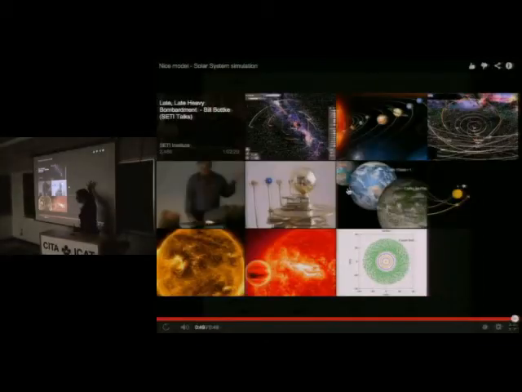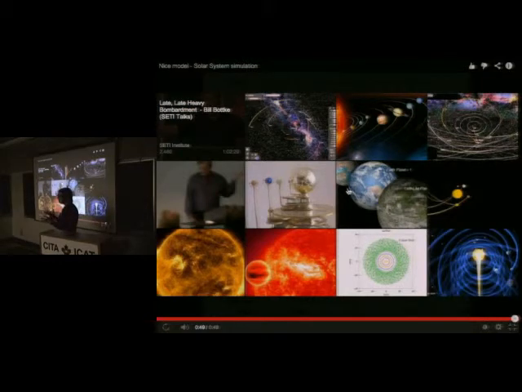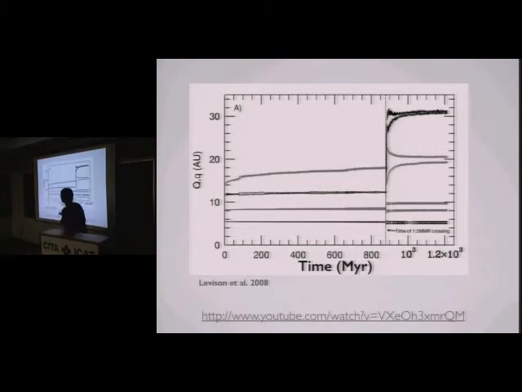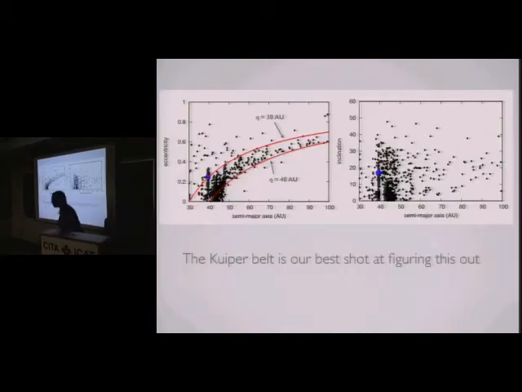And then the remnants of the disk help calm the outer planets' orbits down, shrink their eccentricities to what we see today, and leave us with the outer solar system as we see today. So, as you might imagine, these scenarios should leave a signature in the Kuiper belt, because the Kuiper belt is what's left over from this process. It's the bodies that are still around from that original debris disk that caused the rearrangement of the outer solar system. So that's our best shot at figuring out what actually happened there.